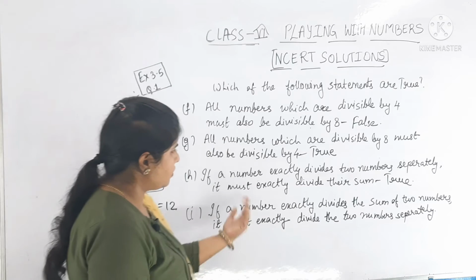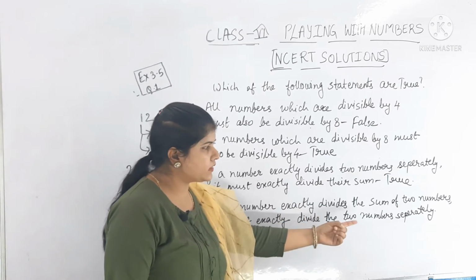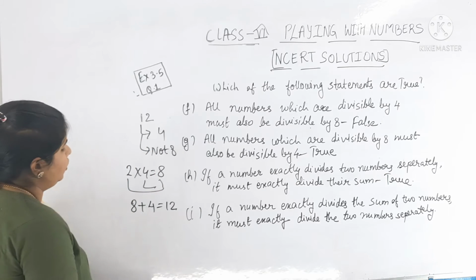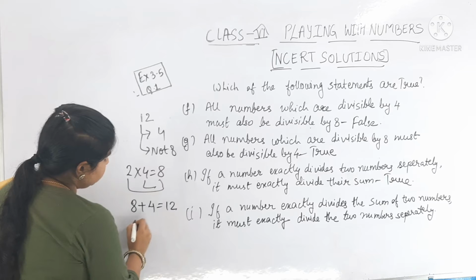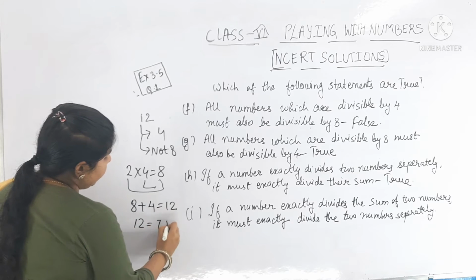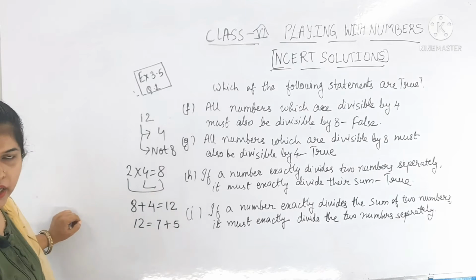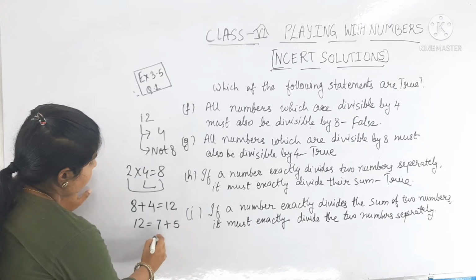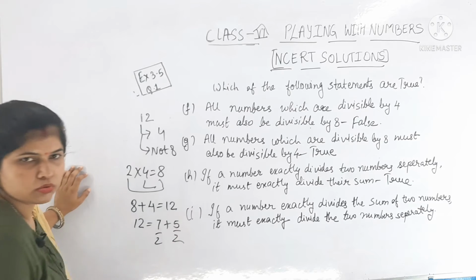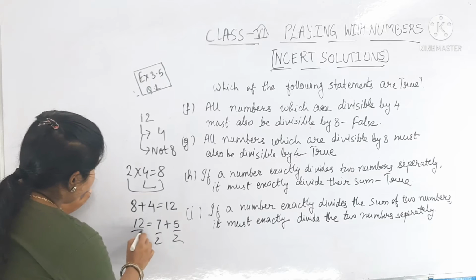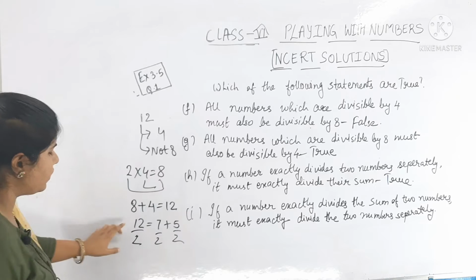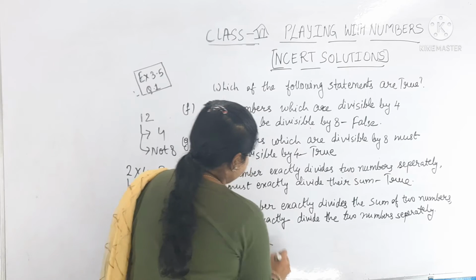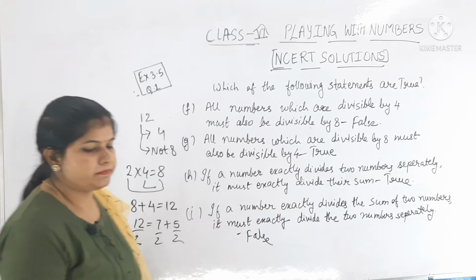And I part is the opposite. If a number exactly divides the sum of two numbers, it must exactly divide the two numbers separately. So you can see that 12 is the sum. I can write 7 plus 5 also. So 7 plus 5, if I divide by 2 separately, it can't be divided, but it can divide 12. So this is a false statement. So that is question number 1.